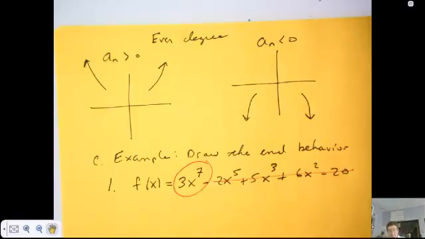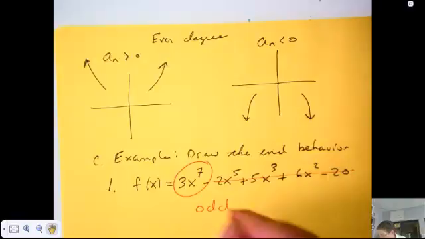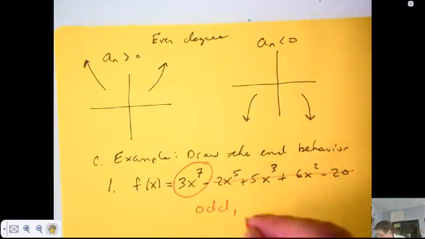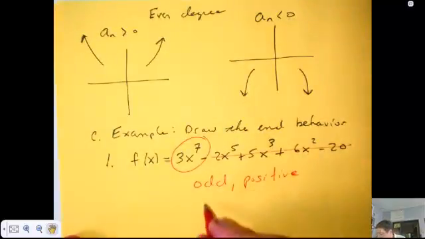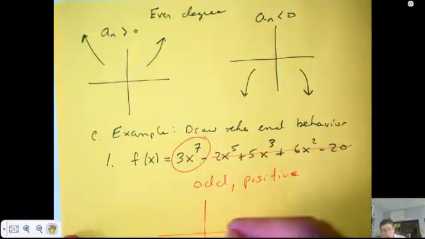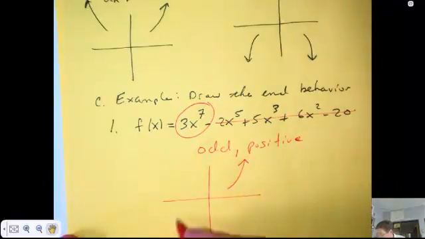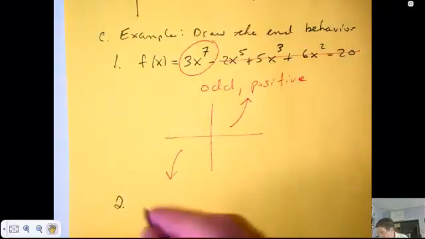So I look at two things, right? It is odd and it is positive. So it's odd and positive, what's it going to look like? Right side is up, left side down. That's it. That's my end behavior. Do one more. That's pretty simple. Make sure you memorize this, having a way to remember it.